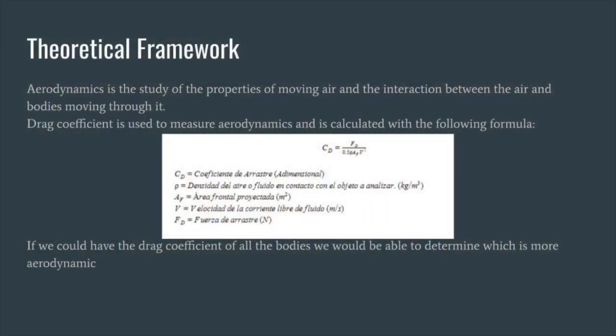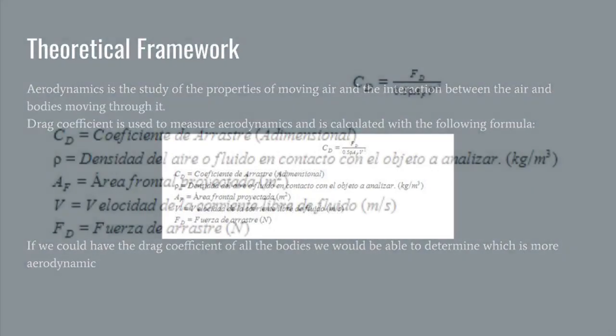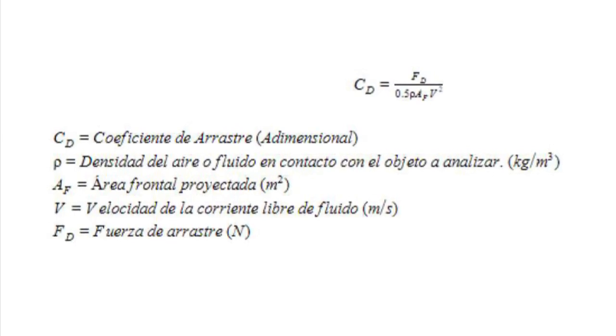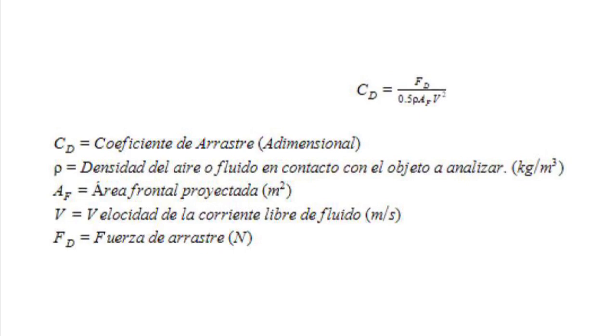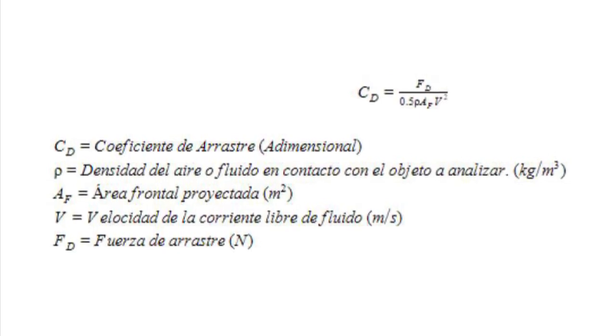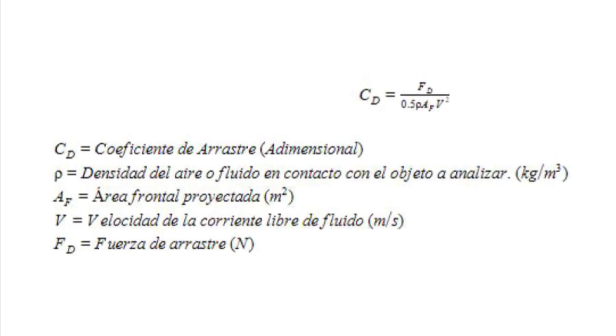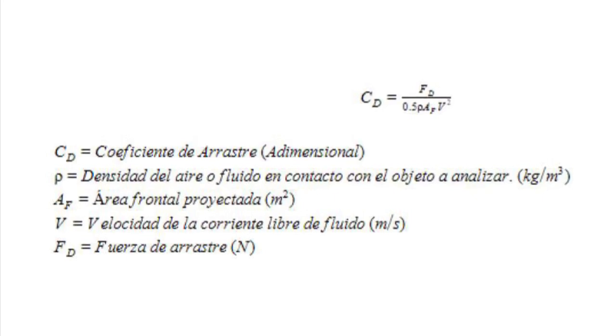Aerodynamics is the study of properties of moving air and the interaction between the air and bodies moving through it. We use the drag coefficient to measure aerodynamics, and it is calculated by the following formula. Drag coefficient is equal to the drag force over half the density of the air in contact with the object times the frontal area projected times the velocity of the running wind squared.